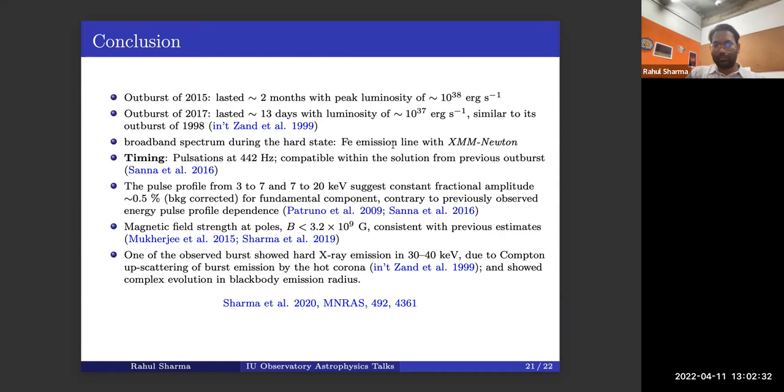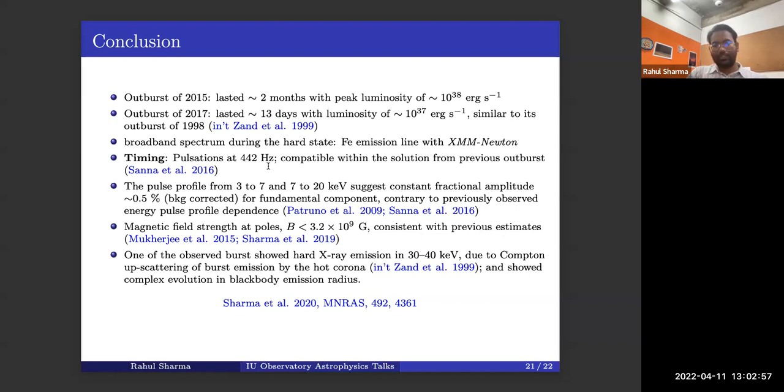So we studied the 2017 outburst with spectrum. We found it to be in the hard state, which shows emission up to very high energy, like 180 keV, and we could detect an iron emission line from the XMM-Newton observatory. This emission line is coming from the accretion disk, which is a reprocessing of the hard X-ray photons.